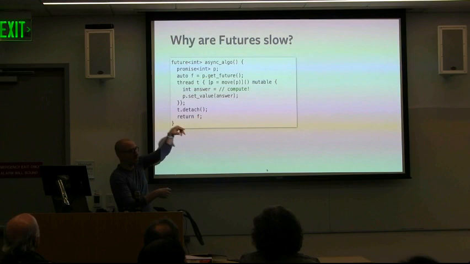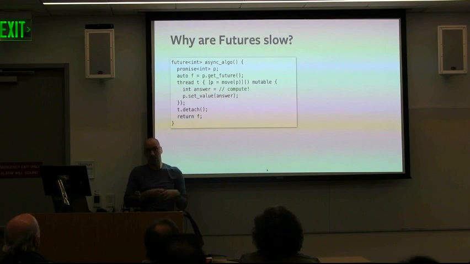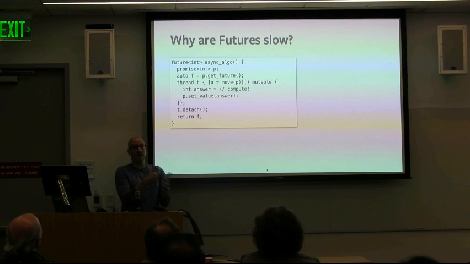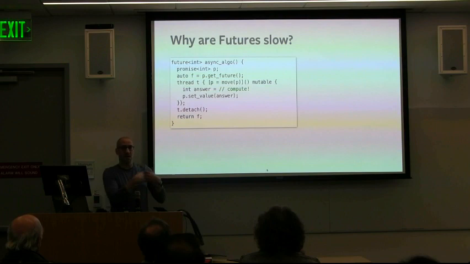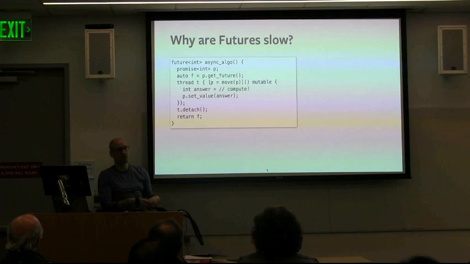The caller then gets the future, and what is it going to do? It can hold on to the future for a while. It can do some other work, and then when it's done with that other work, it can say, hey, future, give me the result of that work. And that would be a blocking operation, and it would block until that integer is ready. Okay. So there's concurrency happening here.